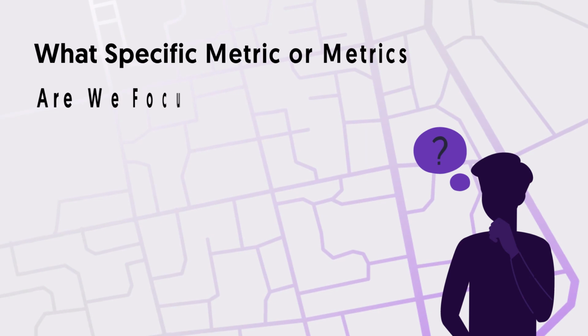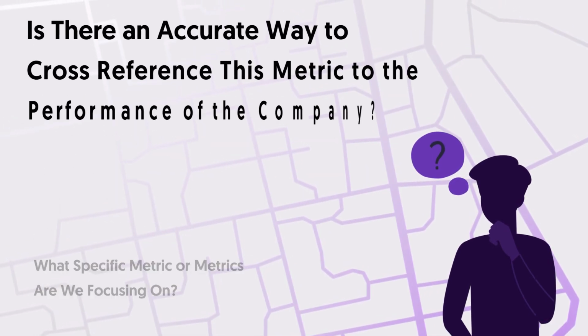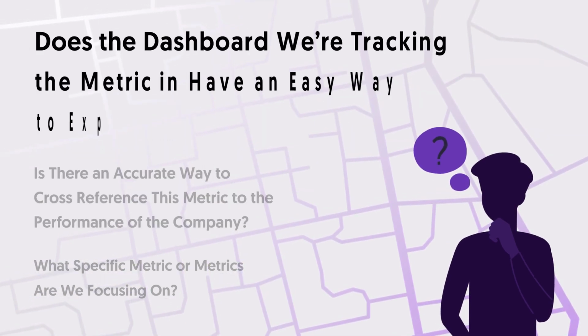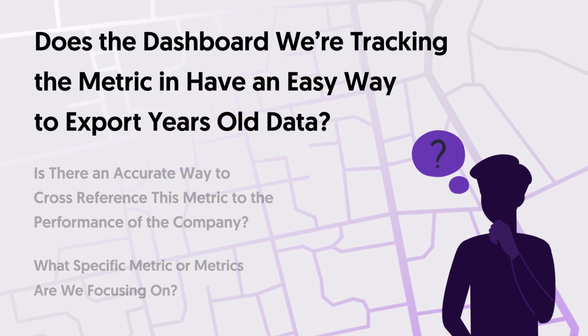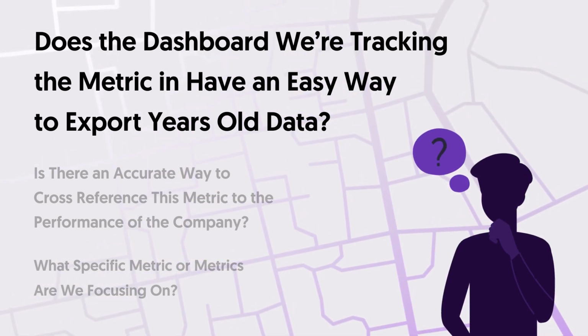Here are a few things to ask yourself when you're setting goals to make sure they're specific and measurable. What specific metric or metrics are we focusing on? Is there an accurate way to cross-reference this metric to the performance of the company? Does the dashboard we're tracking the metric in have an easy way to export data, even from months, if not years ago? Asking these questions early on in the process will save a lot of heartache later on by avoiding a situation where you've spent months improving a KPI that you can't even properly review.